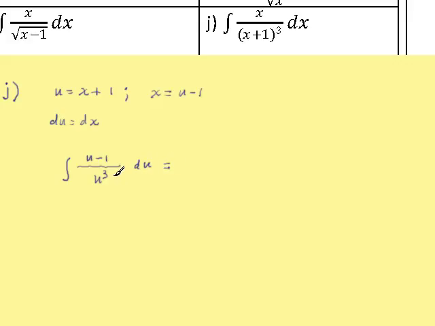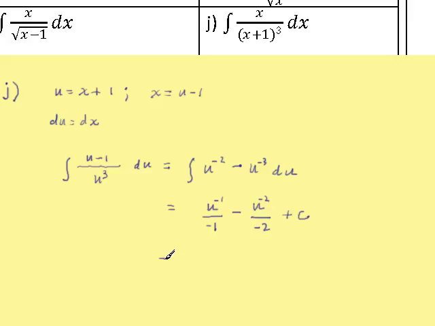All right, like before, we have to divide before we use the power rule. So here we have u divided by u cubed, so that's u to the minus 2. Subtract 1 over u cubed, so that's u to the minus 3. Now we're ready for the power rule. Add 1 and divide by the new exponent. Here add 1 and divide by the new exponent.